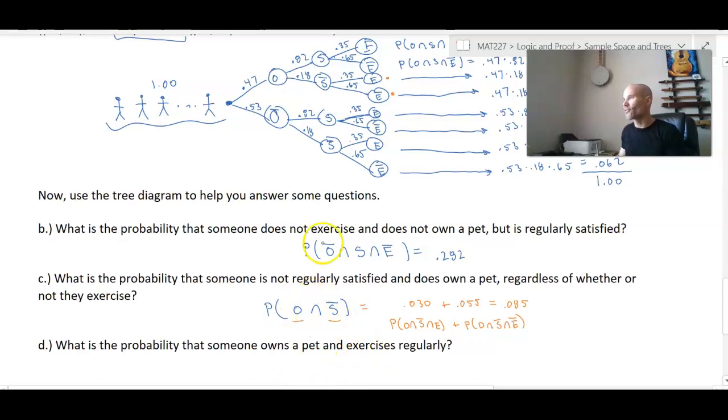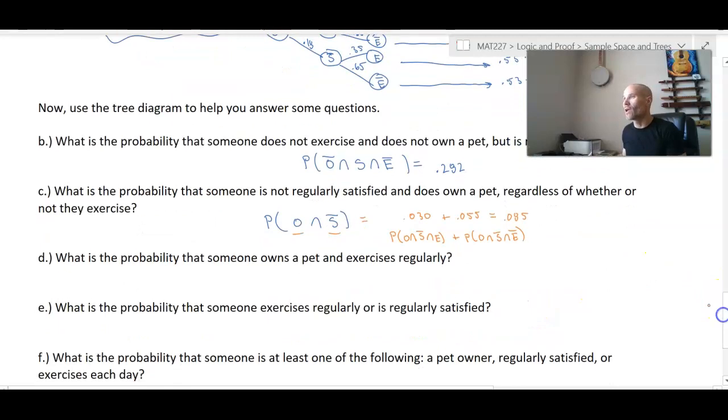So when we have 3 events, but we only care about 2 of them, we have to consider adding in both of the third, because we're not concerned with that one. 0.085 or 8.5% of people have these 2 characteristics. What is the probability that someone owns a pet and exercises regularly? So that's the probability that somebody owns a pet and exercises regularly. Well, that again is very similar to up here. We didn't say anything about whether or not they're satisfied.